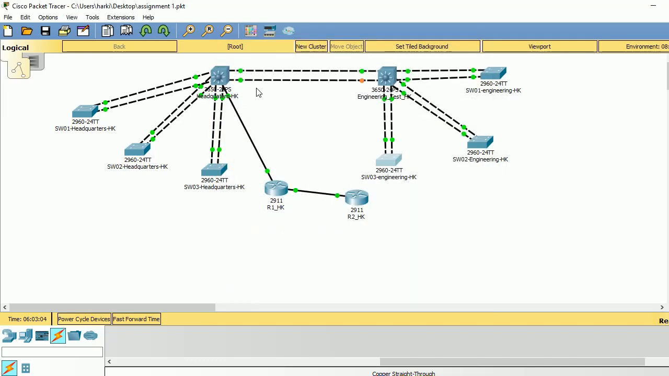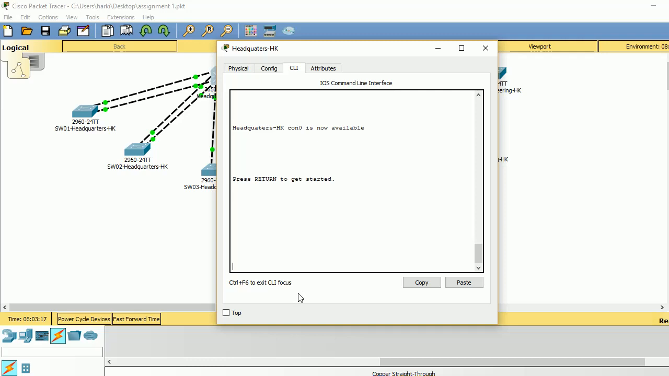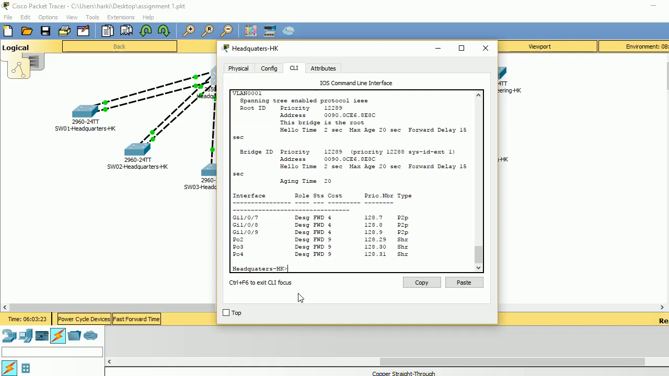So both the buildings were connected to each other with fiber cable optical network. The next task was to make the distribution switches the spanning tree protocol root bridges. As you can see, this bridge is the root. It was done by lowering the priority.